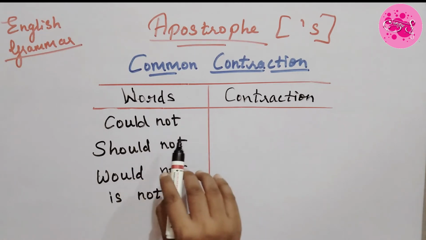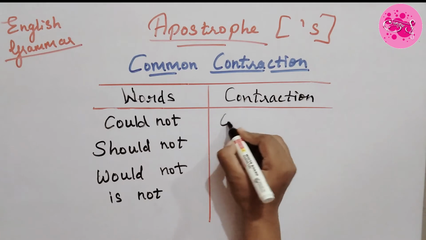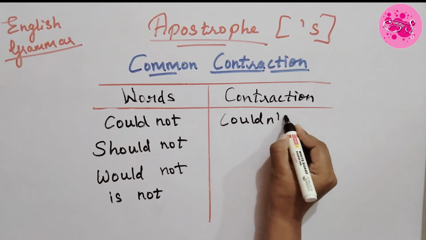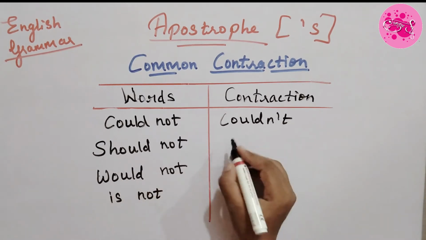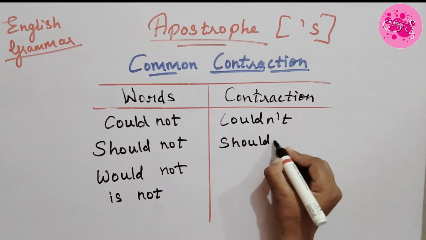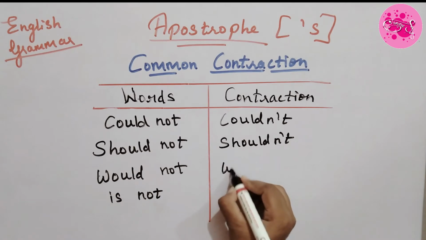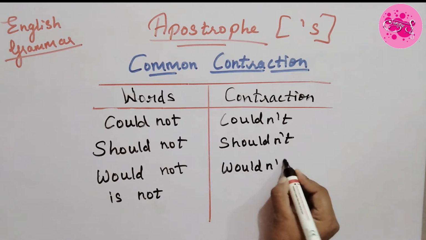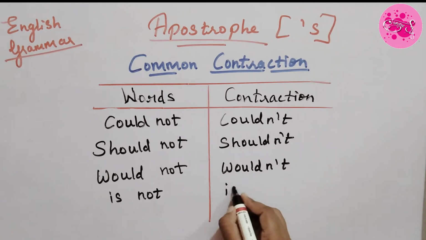Next, could not. So, same as how we wrote don't, didn't, hadn't, haven't, the same we have to write for could not. Okay. So, could, spelling n apostrophe t. So it will become couldn't. Should not, shouldn't. Would not, wouldn't. Is not, isn't.